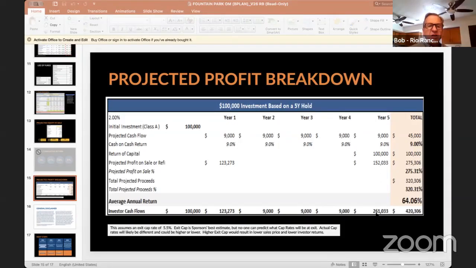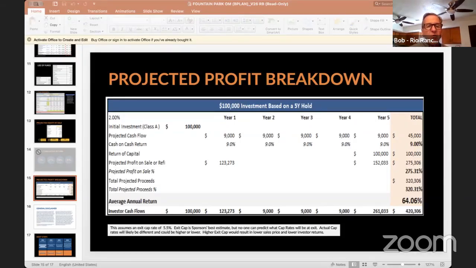Are they doing a cash out refinance? It's just giving you a profit in year 1. They're not returning your capital in year 1. They're just giving you extra money based on the refinance. That's the best thing I can make out of this chart.